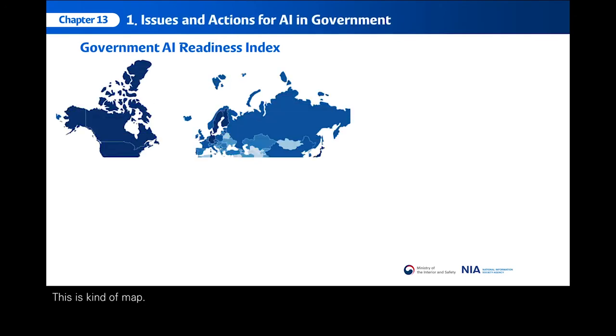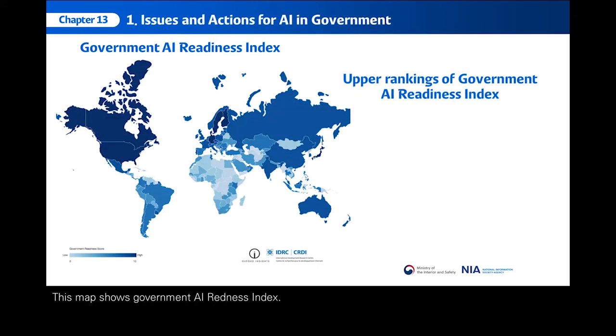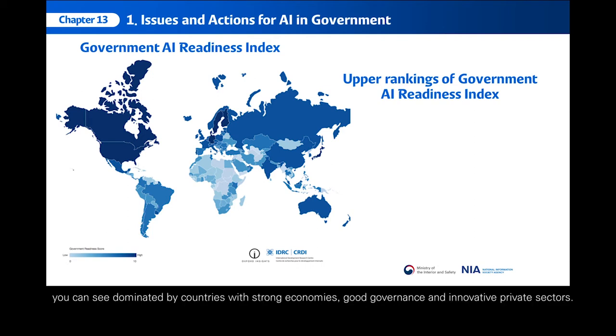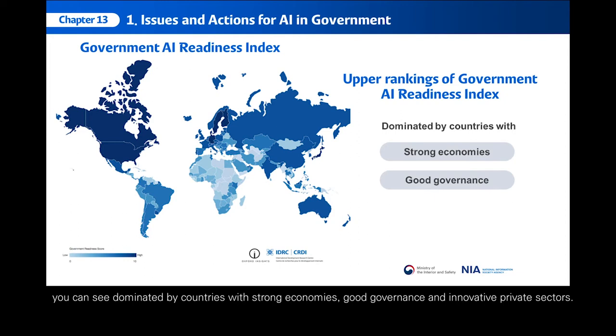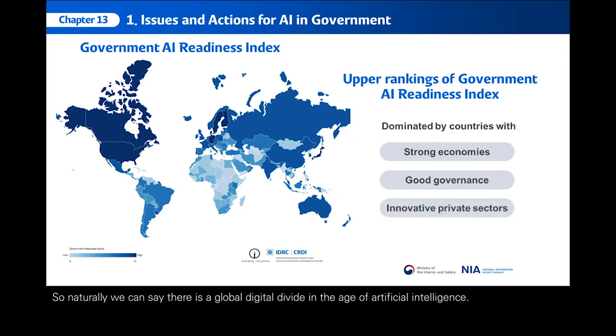This is a kind of map. This map shows the Government AI Readiness Index. So dark blue is advanced level in terms of AI readiness. You can see it is dominated by countries with strong economies, good governance, and innovative private sectors. So naturally, we can say there is a global digital divide in the age of artificial intelligence.